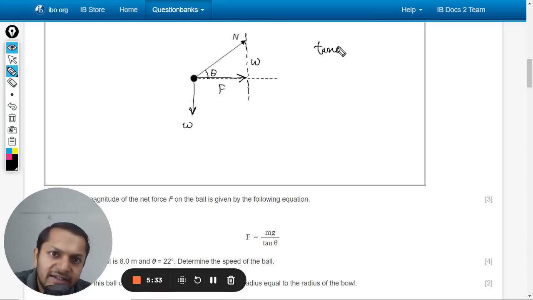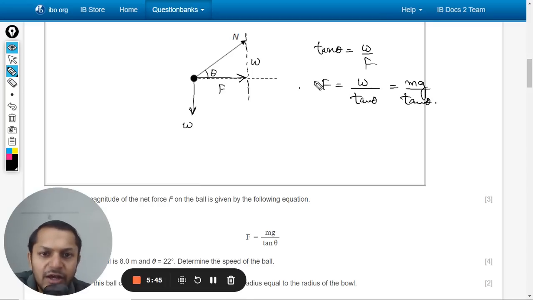Clearly, tangent theta is equal to W divided by F, and thereby F can be taken as W divided by tangent theta. So W is the weight mg divided by tangent theta. This will be the answer for the final force, or the resultant force, acting on this. And thereby it's clear. So it is a 3 points question, and we have done this.